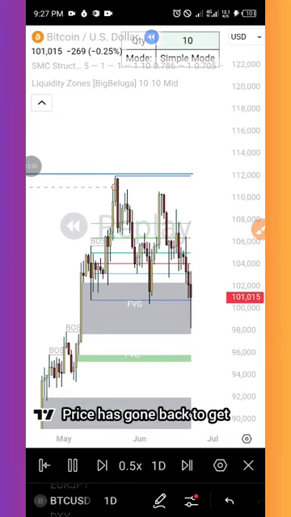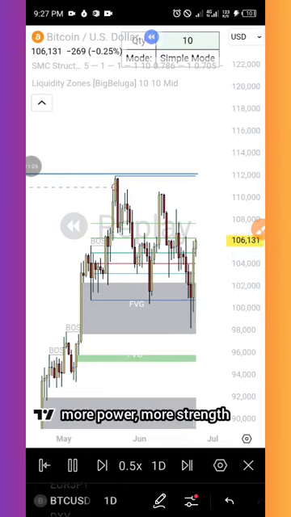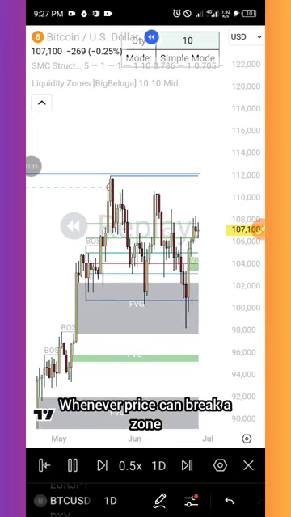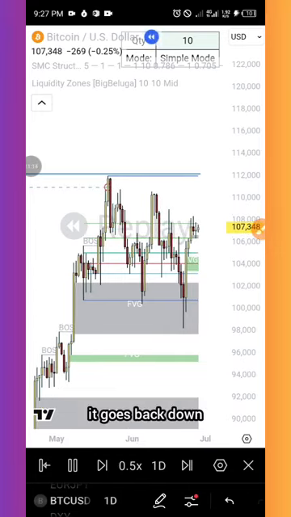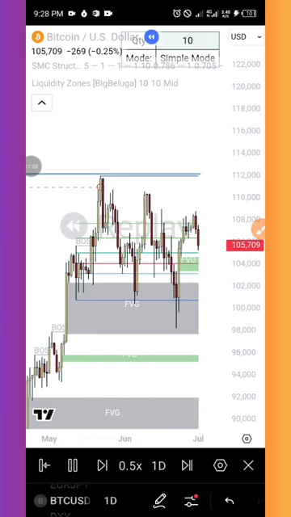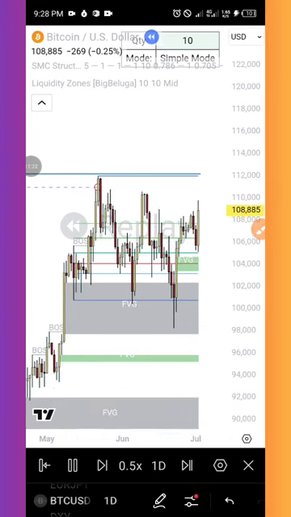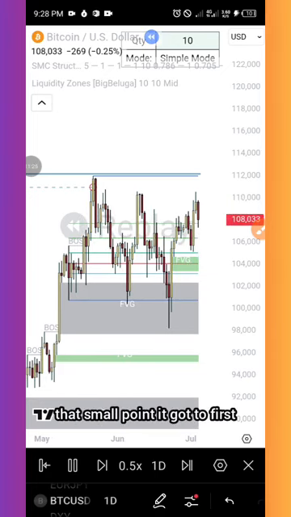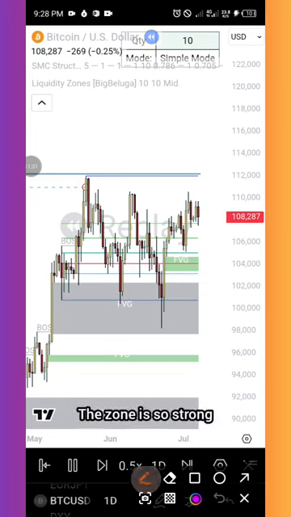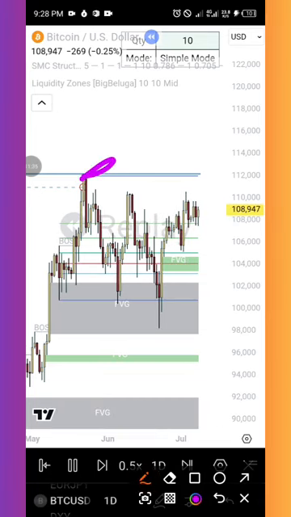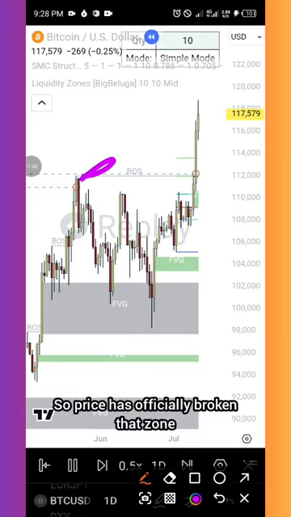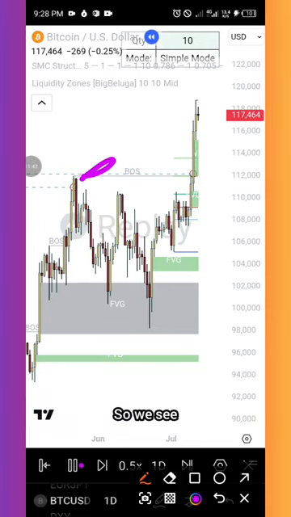Price has gone back to gather more power, more strength. It has gone back to find more liquidity to break the zone. Whenever price wants to break a zone, it goes back down, drags more liquidity, more power to break that zone. You can see that this same zone is still holding price. Price cannot even get to that former point it got to first. The zone is so strong that it is even resisting price. Price cannot approach it. So we have, wow, it has broken the zone. So price has actually broken that zone. So we see.